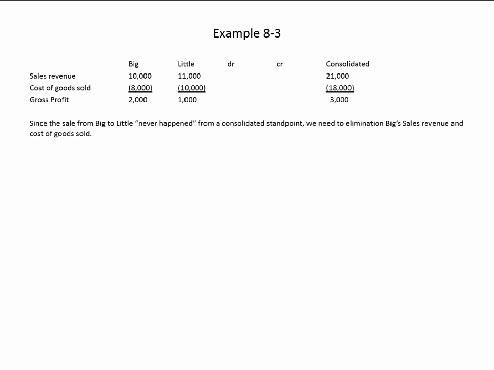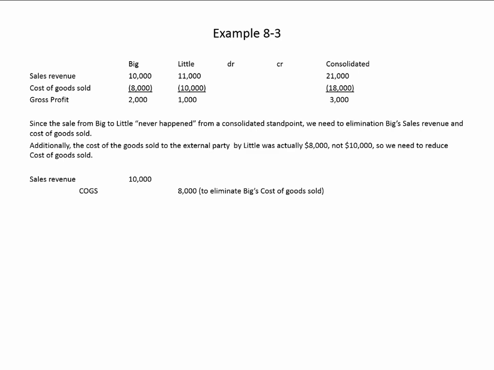Since the sale from Big to Little never happened from a consolidated standpoint, we need to eliminate Big's sales revenue and their cost of goods sold. So we debit sales revenue for $10,000, we credit cost of goods sold for $8,000. Clearly there's $2,000 missing in this entry, a $2,000 credit. This represents the gross profit which was embedded in the merchandise when Little bought it. It was written up from $8,000 to $10,000. Where that merchandise is, whether we still have it or whether it's been sold to some third party, will dictate how we handle this elimination.